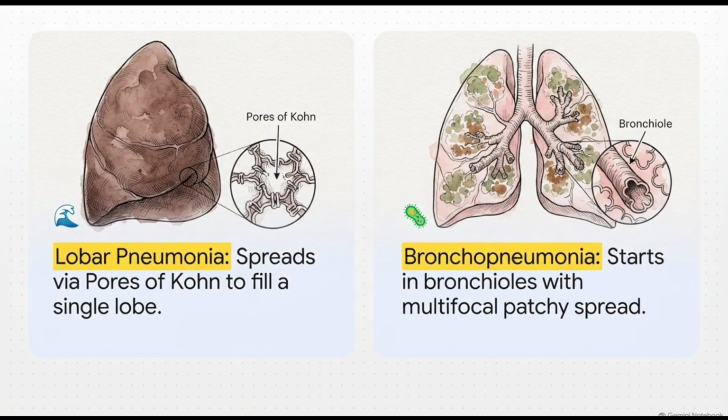On the flip side, we have bronchopneumonia, which we often see with Staph aureus. This one starts higher up in the bronchioles and splinters downward into multiple different alveolar sacs. So instead of one solid block, you get this patchy, multifocal spread.